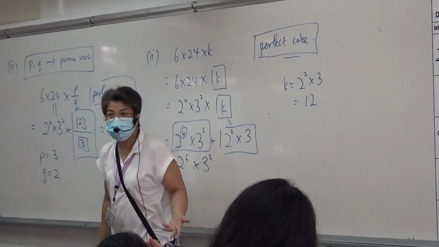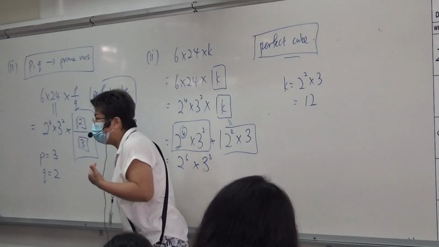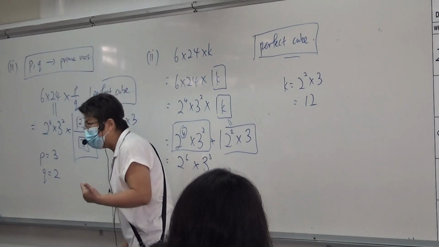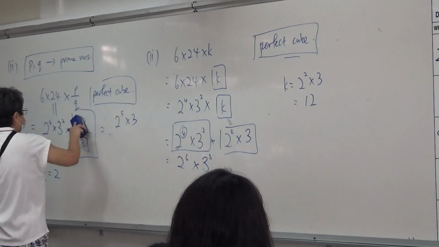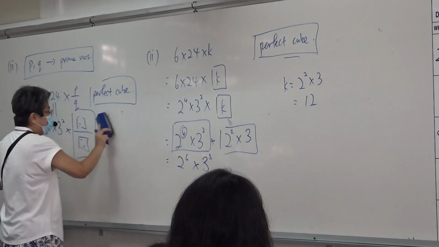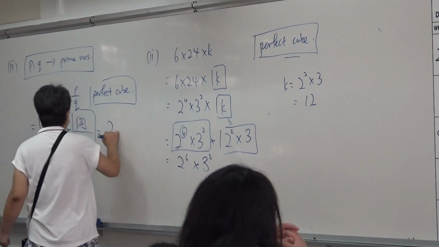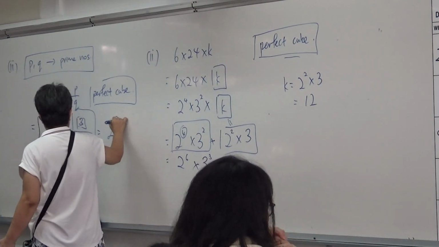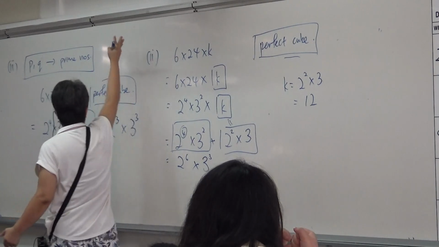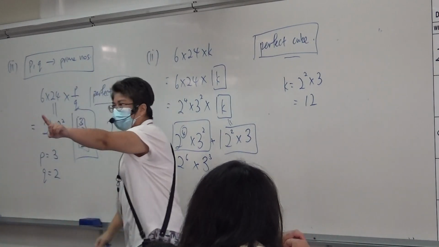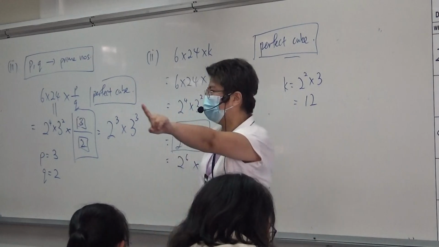So you must read the question. Do you follow what I'm talking about? Must read the question and follow. Okay? Alright. So this should be a 3, should be a 2. So this becomes 2, 3 times 3, 3. Okay, can you take this down into your textbook? Take this down into your textbook, all of you. Now.